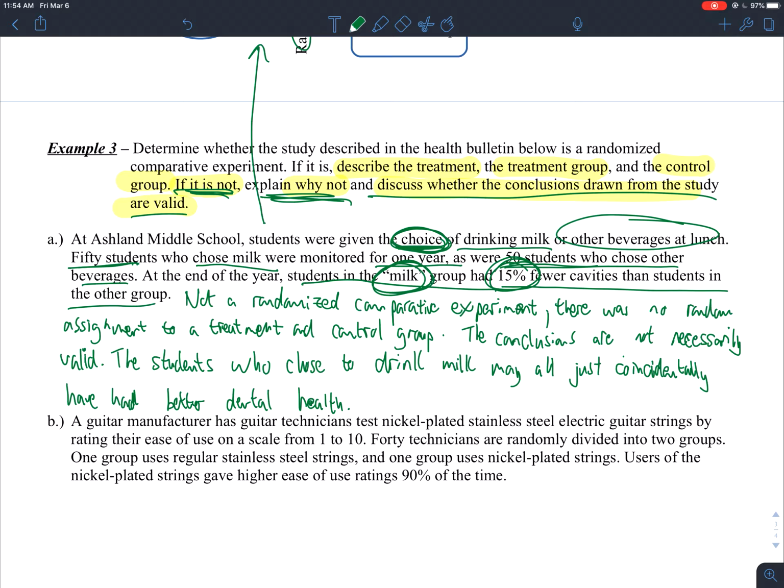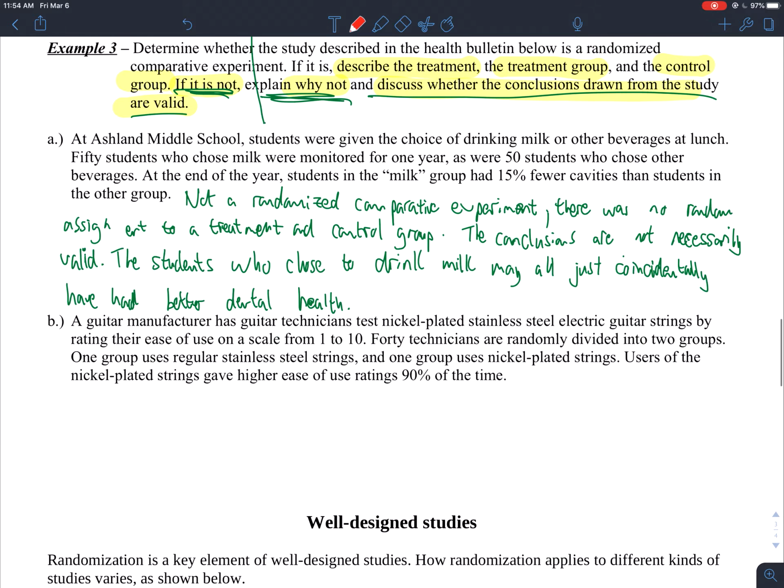We don't know, we cannot say, so this is a big problem in the real world. People are trying to establish causation. Drinking milk causes fewer cavities. We cannot say that. Okay, we cannot say that. So, that's the problem there. Okay, so not a randomized comparative experiment, no random assignment, and then all these other things can go wrong.